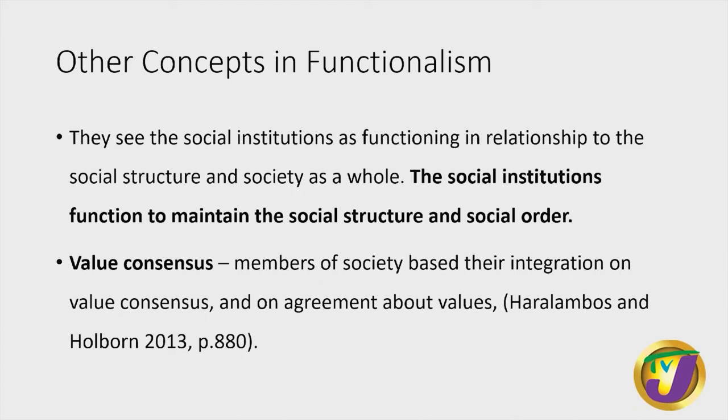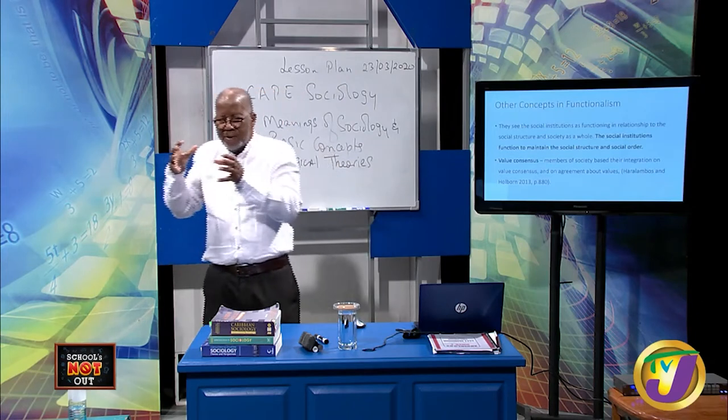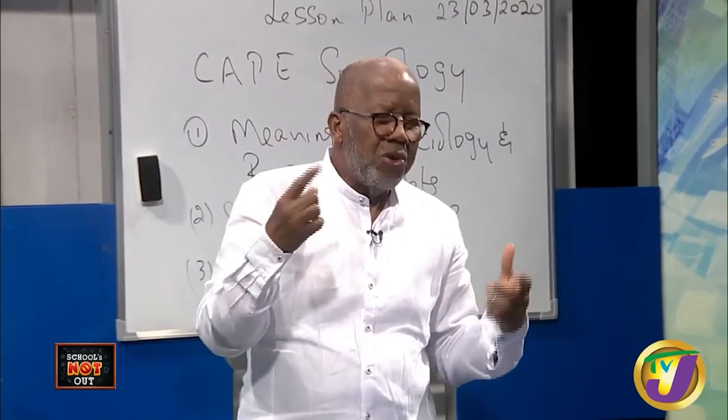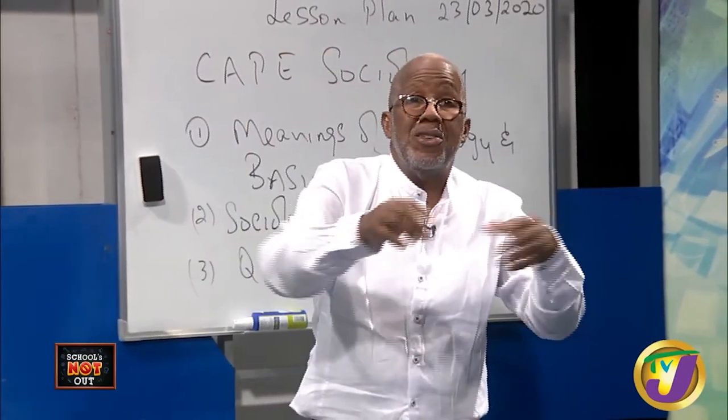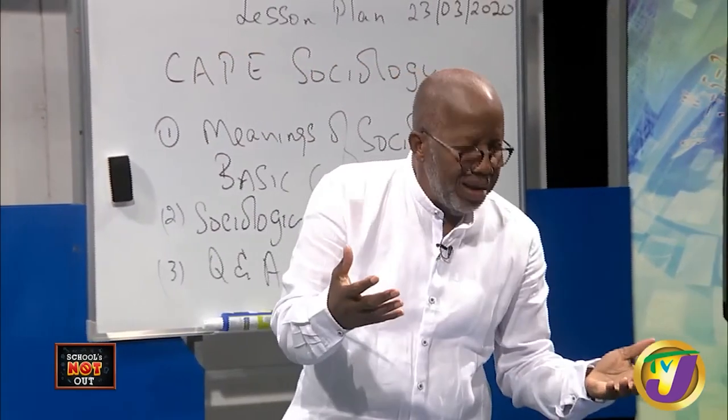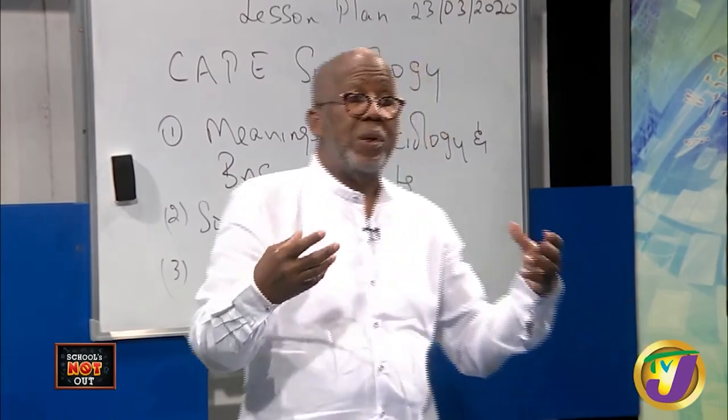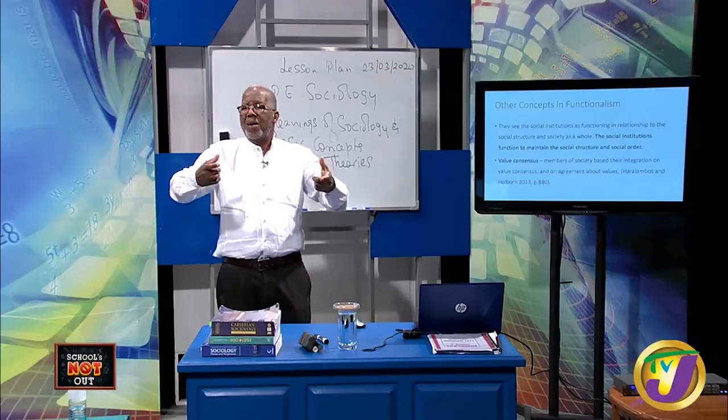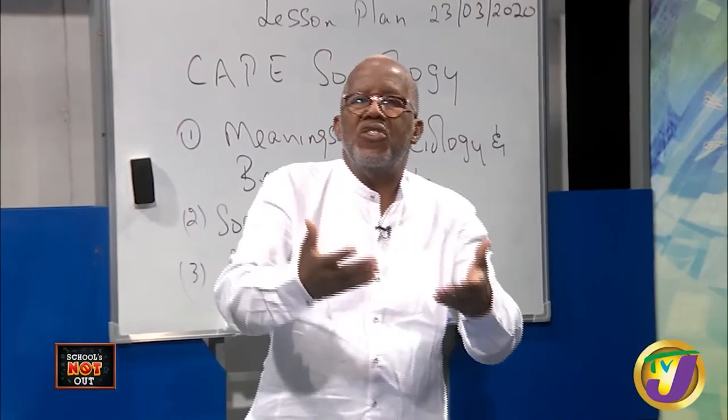So there are other concepts. They see the social institution as functioning in relation to the social structure and society as a whole. The social institutions, as I said earlier, function to maintain social structure and social order. So the family, the church, the school, they all function to maintain social order. For the functionalists, the reason social institutions are so important is they believe that if you are out of the normal order of society, social institutions are created to rehabilitate you and then put you back in society. Which is why, if you steal, we have social institutions such as prisons that will then rehabilitate you and put you back into society. So these social institutions serve that function and so on.